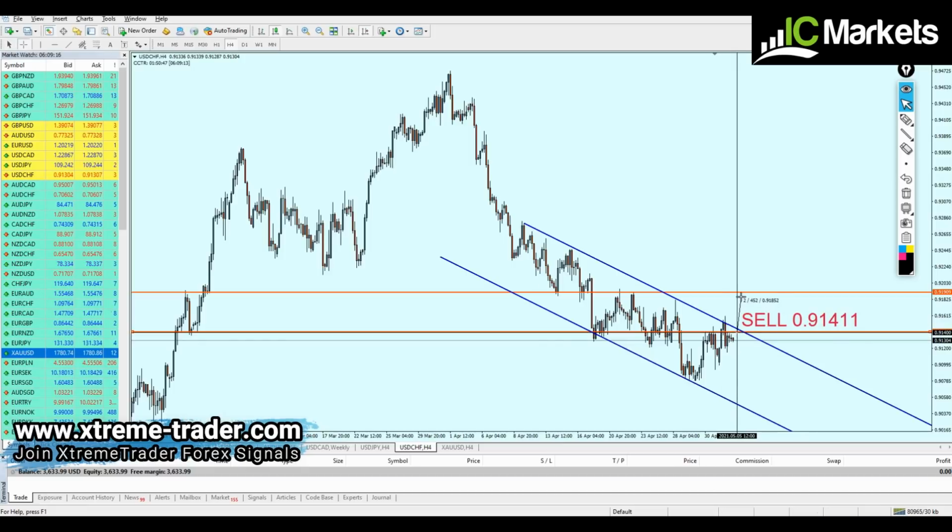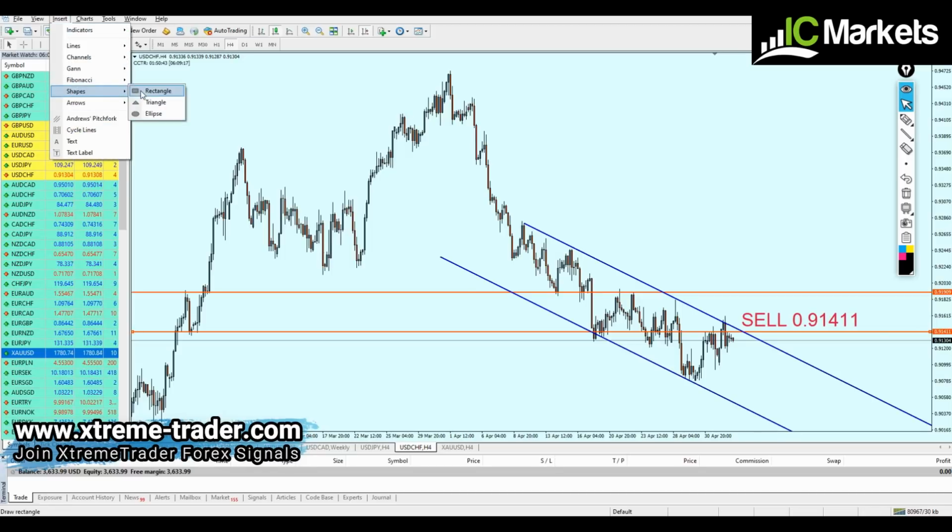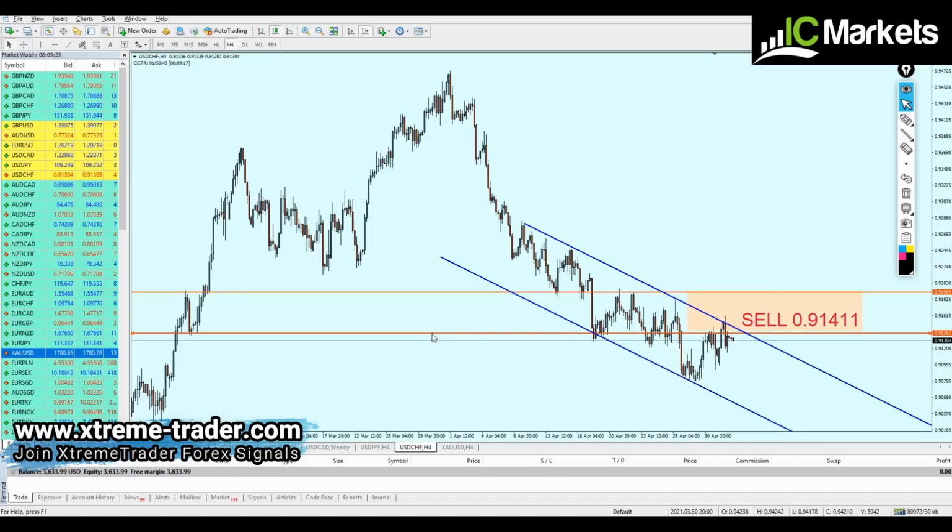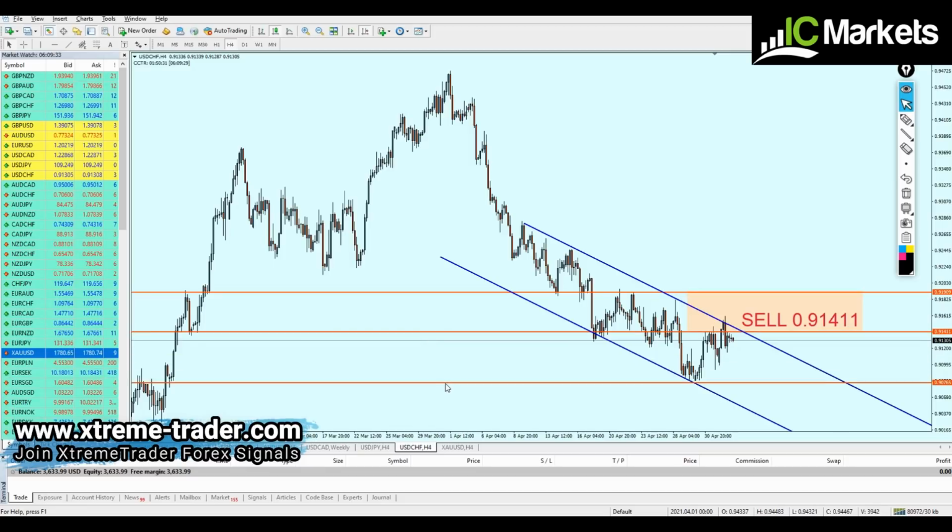And the safe zone has to be ranging just a little bit to the peak of the resistance at 0.91909. So there goes the edge of the safe zone, exactly like that. And the target of course, the target has to be right here, the lowest level of the support level here.